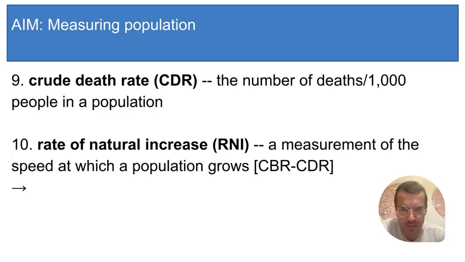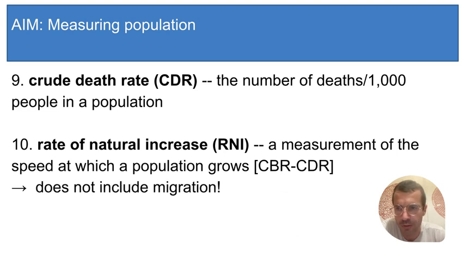So CBR minus CDR. If births outnumber deaths every year, the RNI will be positive, and that means a country is growing. Each year there are more people in it than there were the year before. But if the death rate is higher than the birth rate, then the RNI is negative, and a population is shrinking because more people are dying each year than are being born. And if the birth rate equals the death rate, the RNI is zero and the population is stable. It's staying the same size year after year.